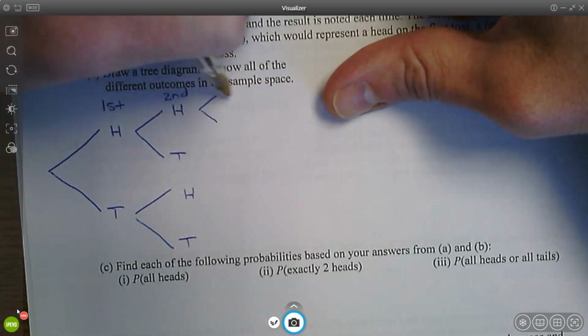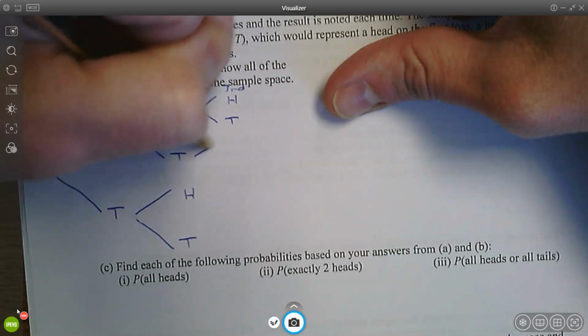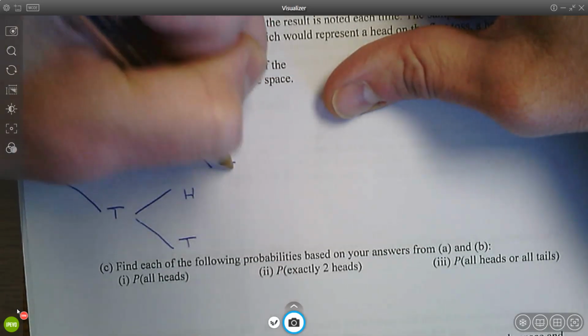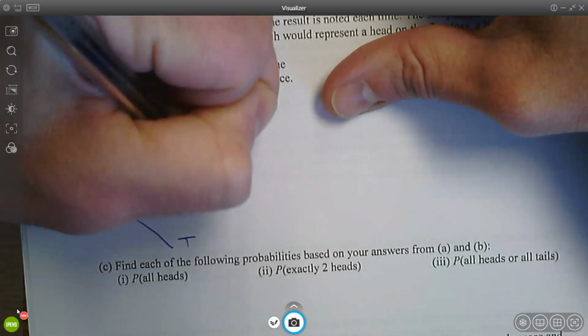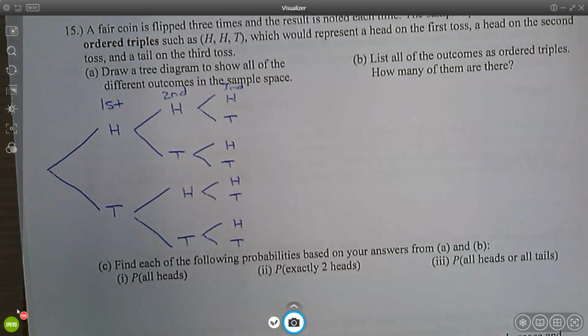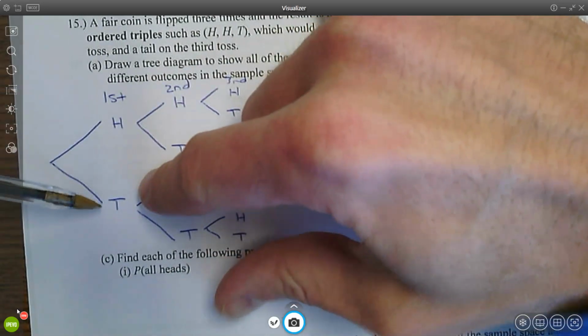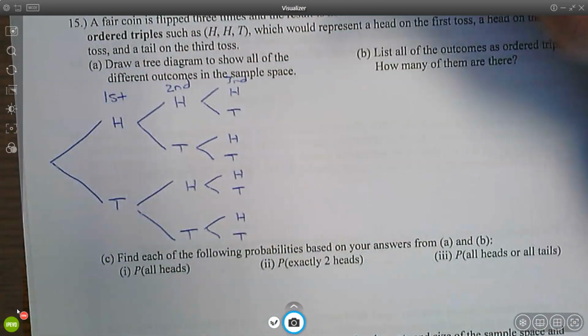And now we're going to flip a third time. You could get heads or tails, depending on what came up previously. It doesn't matter what came up previously. So there's your tree diagram. That's what could happen on the first coin flip, second coin flip, third coin flip.